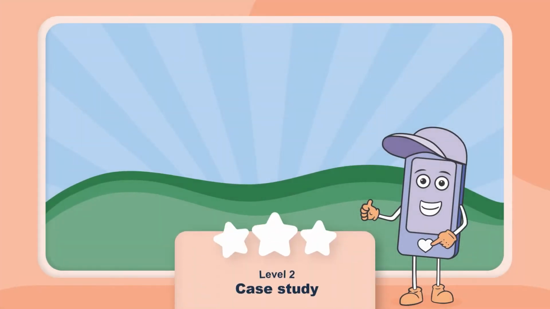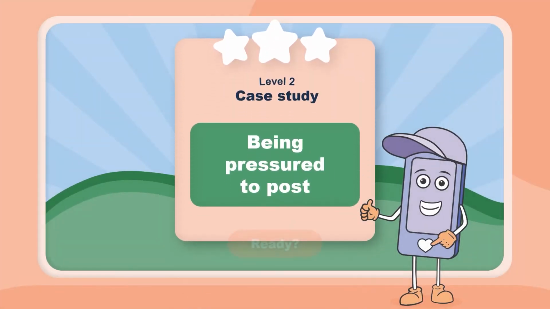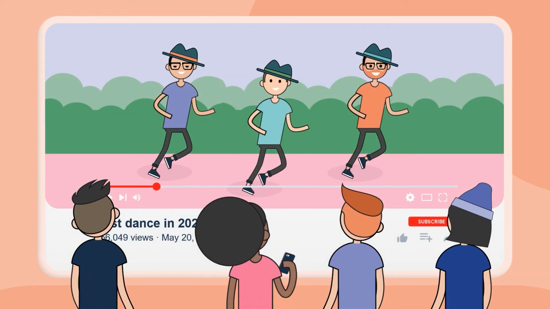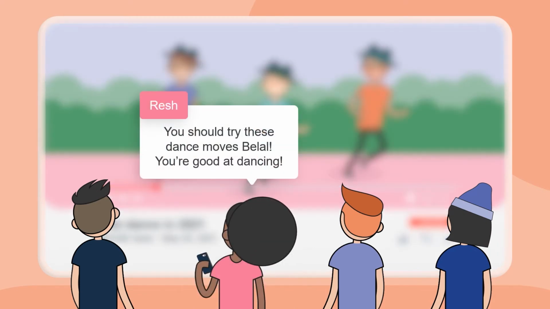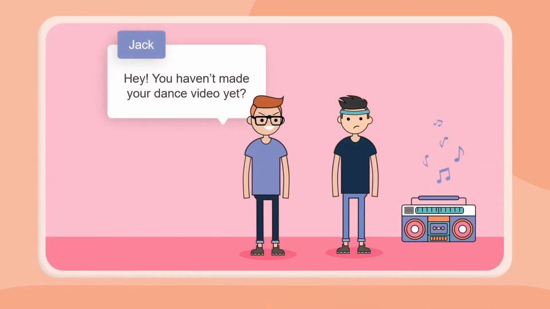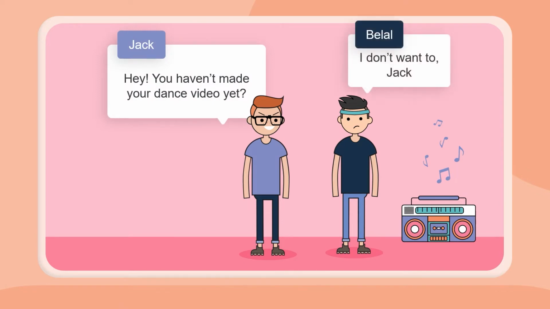Let's start Level 2. This section is about being pressured to post. Some of the kids are posting videos on a video sharing app showing a popular dance. Bilal is very good at dancing, but he doesn't think his family would approve of him being filmed or having his dance moves shared. He's not on any social media and doesn't really want to be either. His friends ask him every day to make a video. They say it will be so cool, but Bilal doesn't want to do it.